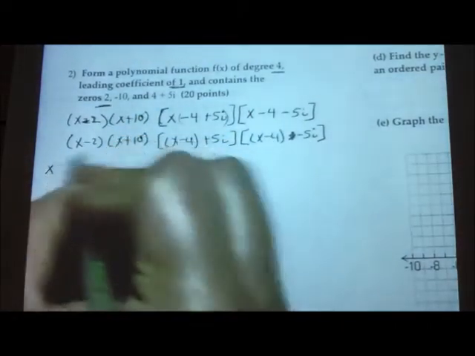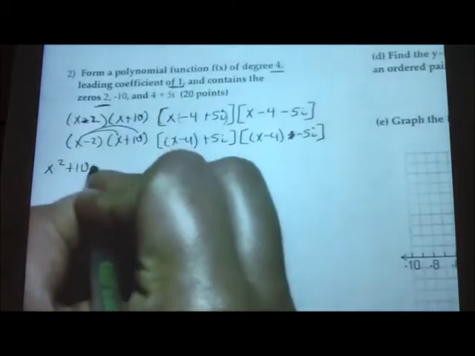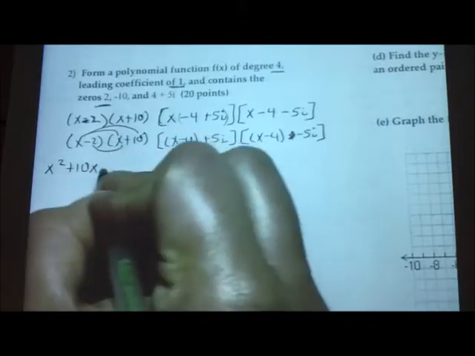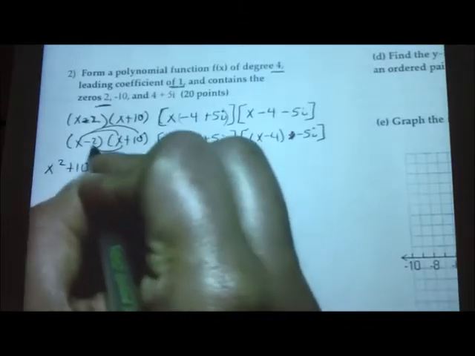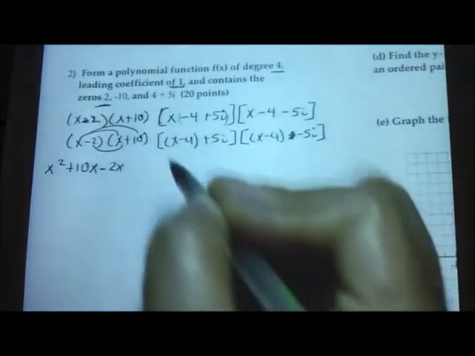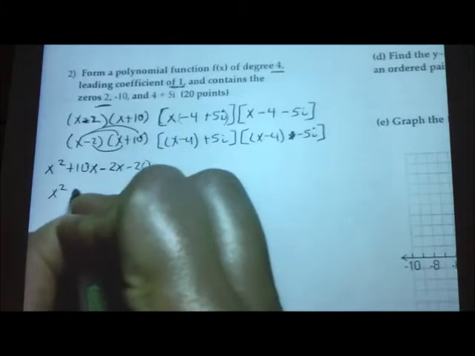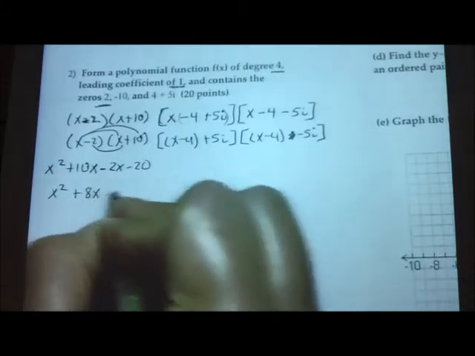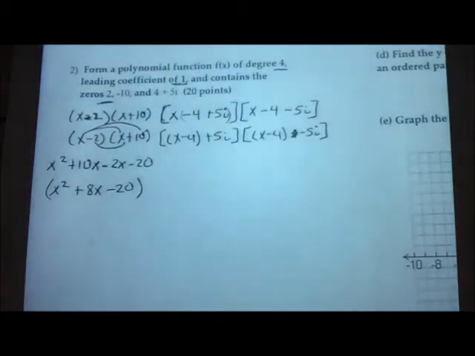What is x times x? X squared. X times a positive 10. -2 times x. And the -2 times 10 is -20. So this here becomes x squared plus 8x minus 20. Do we agree with that one? Yes. Okay, so we're done with that part, but now we have to work on the other part.